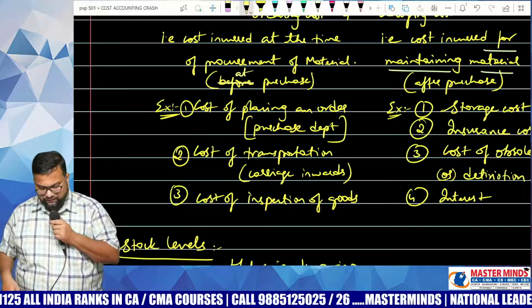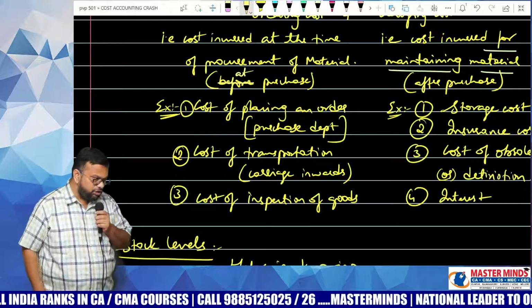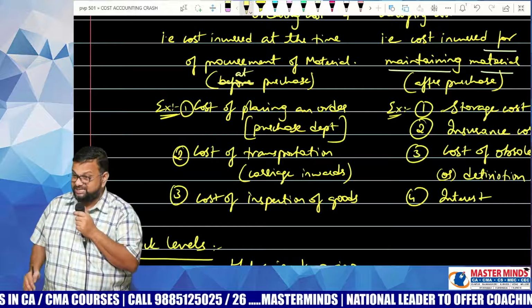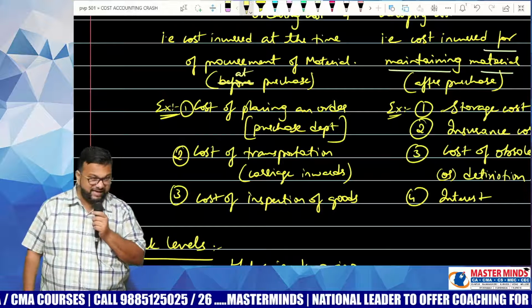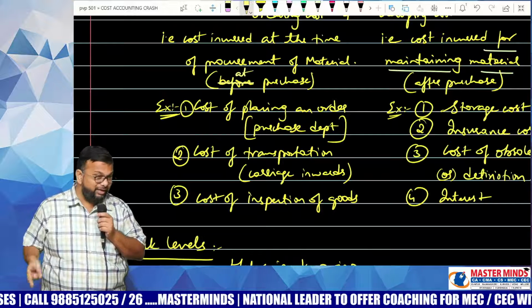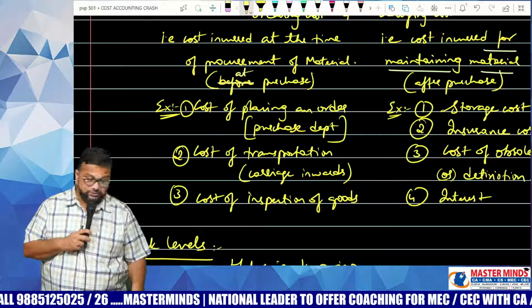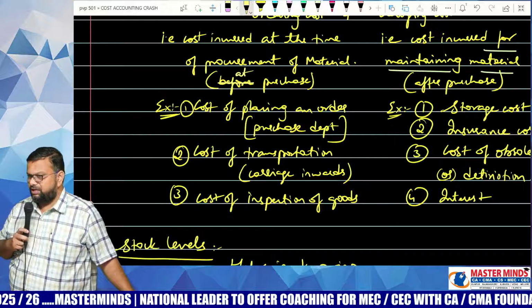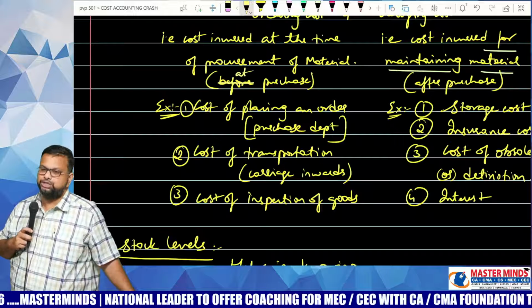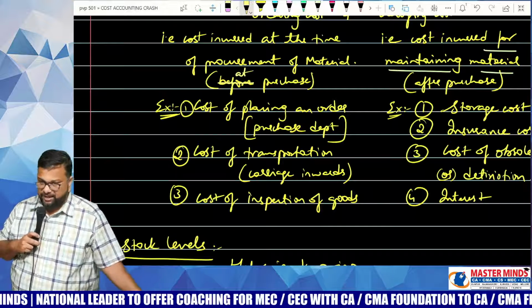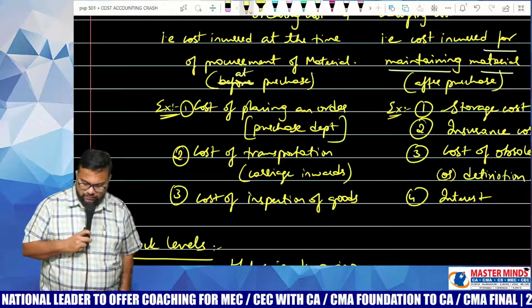Examples for carrying cost are storage cost, insurance cost. When you store raw material, you need to safeguard it against risks like theft or fire accidents, so you will take insurance. That is also included in carrying cost. Now, cost of obsolescence or deterioration. When you store material, some material may get damaged because of natural elements or negligence on the part of management. That is called cost of obsolescence.